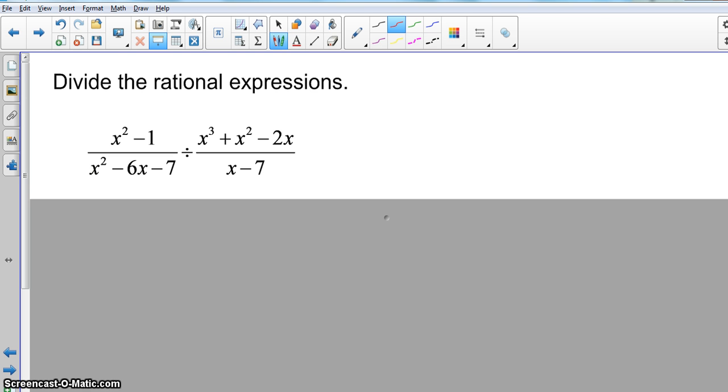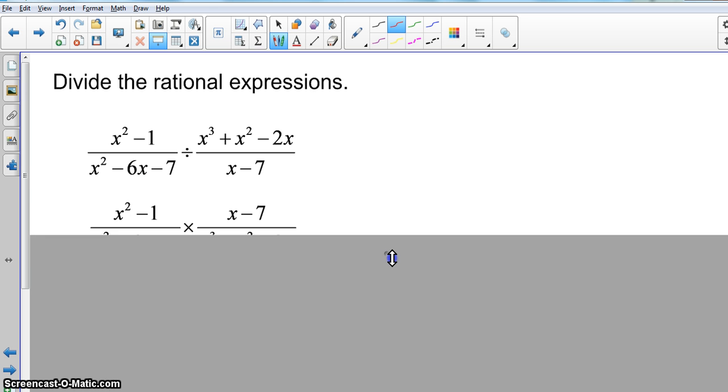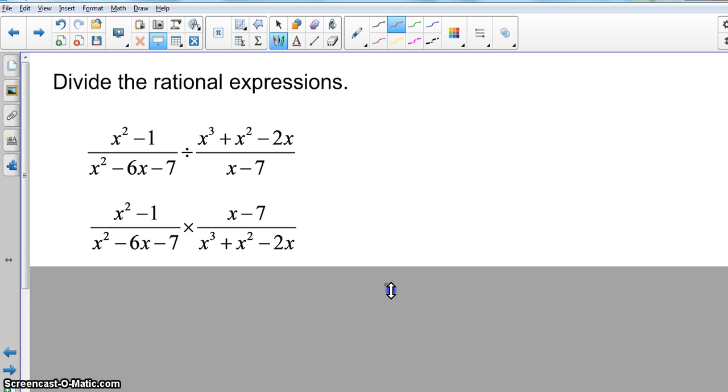Go ahead and write this down. And again, like I said, the first step I want to do is change the division to multiplication. So my first fraction is not going to change at all. I'm going to change the division sign to multiplication, and then I will take the reciprocal of the second fraction.